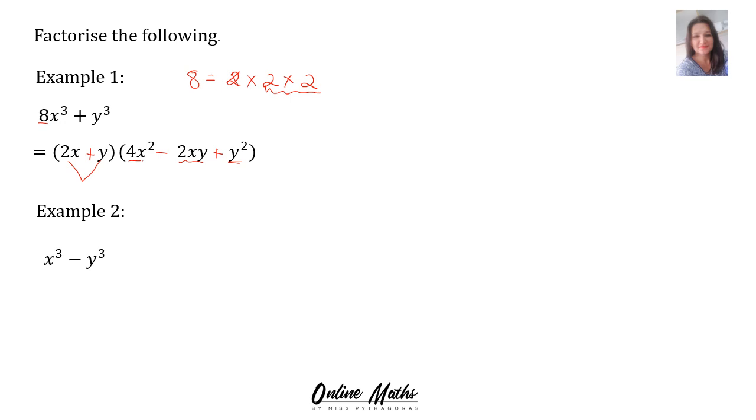Example 2. Factorize x to the 3 minus y to the 3. So you make a small bracket and you put one x and one y. Then in your big bracket, you put the remaining x's and y's. So it's x squared and then y squared. In the middle, it's these two, x times y, which is xy. And the pattern for a minus is small bracket minus, plus, and a plus.